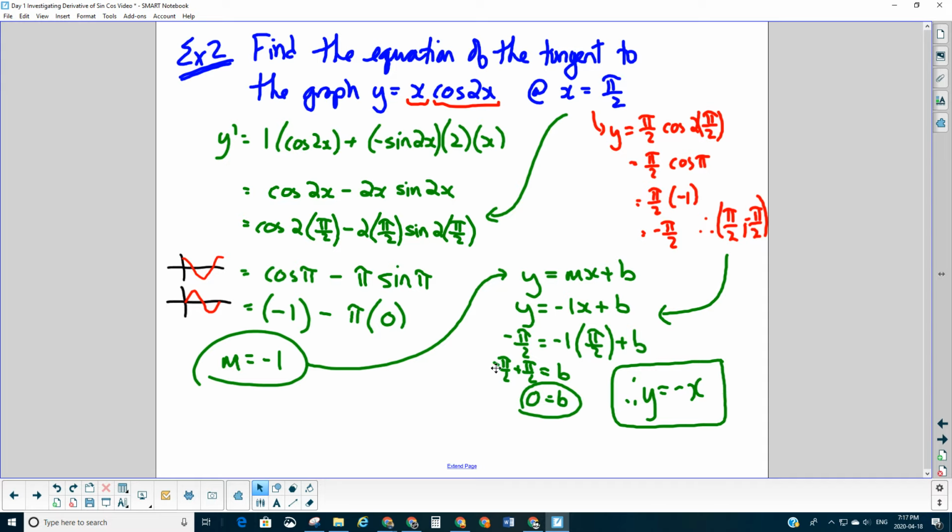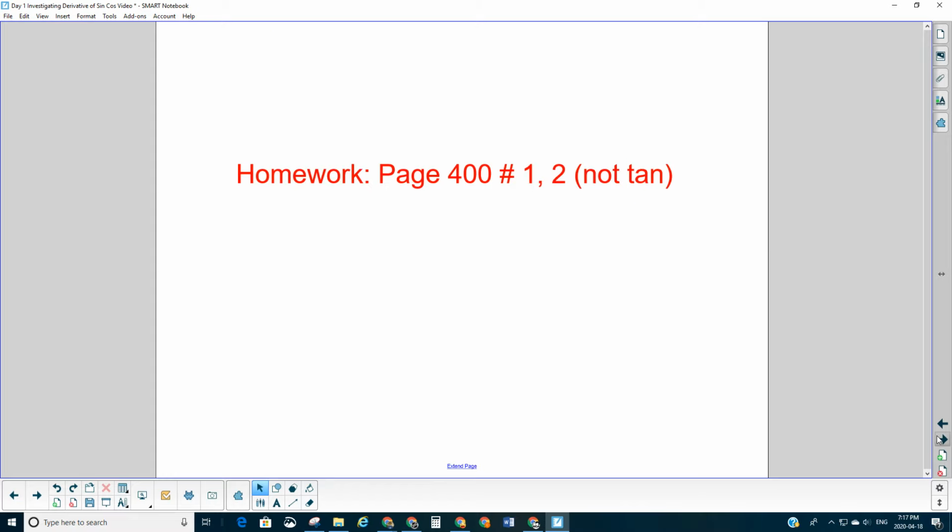Now, this happened to work out really nice. Maybe you might end up with a pi over 2 as your y-intercept. Maybe you have a slope that's a little bit more complicated. But really, the point of this question is to practice your calculus and then use it to find the equation of your tangent. So there's a quick rundown of the questions that we've done today.